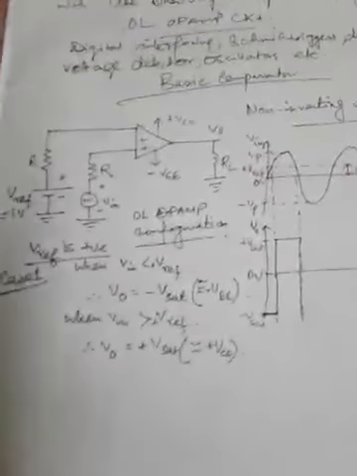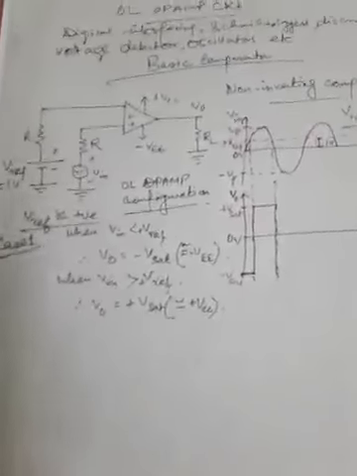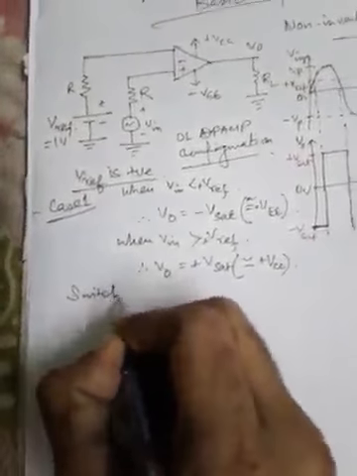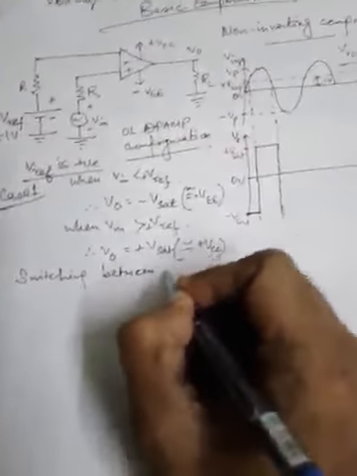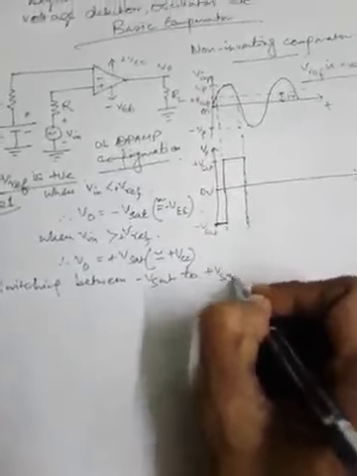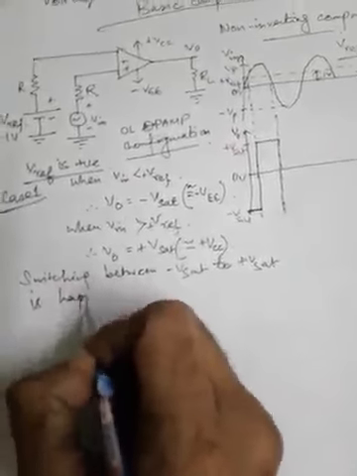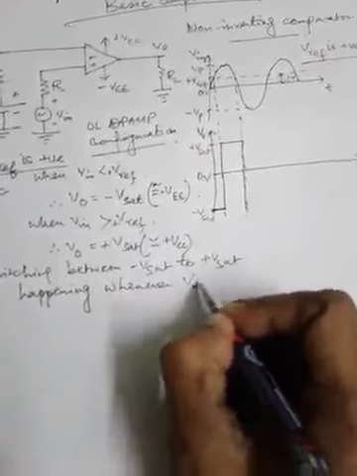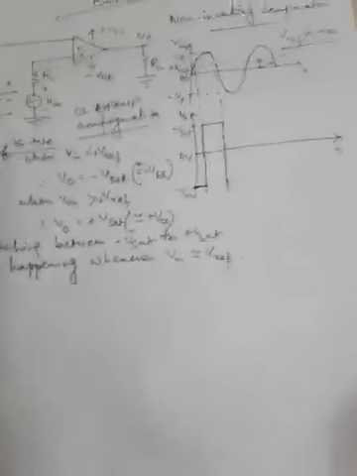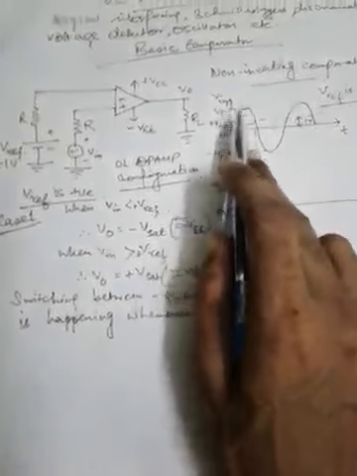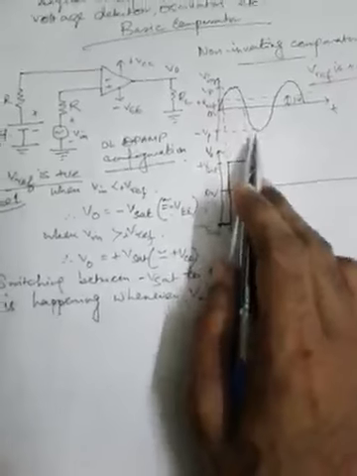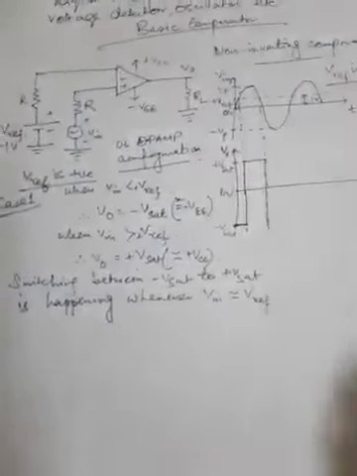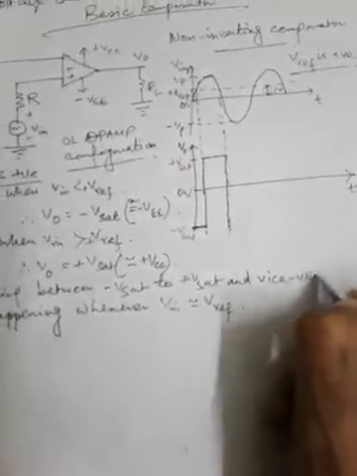So the output voltage changes from one saturation level to another whenever Vin is equal to V ref. The switching between minus V sat and plus V sat happens whenever Vin is approximately equal to V ref. That means whenever the input voltage Vin is crossing to go above the plus V reference or come down below the plus V reference, the switching is happening between minus V sat and plus V sat and vice versa. So this is the way it works. This circuit works this way because the op-amp is connected in open loop.